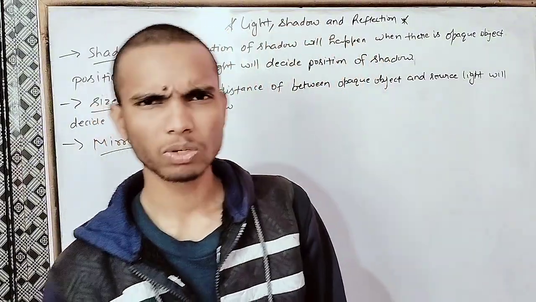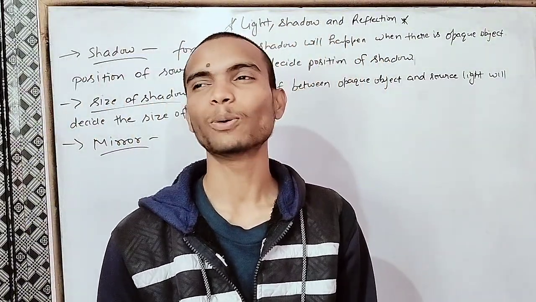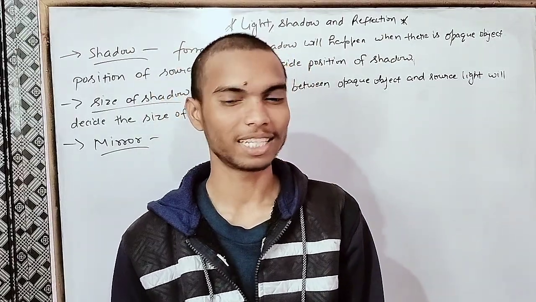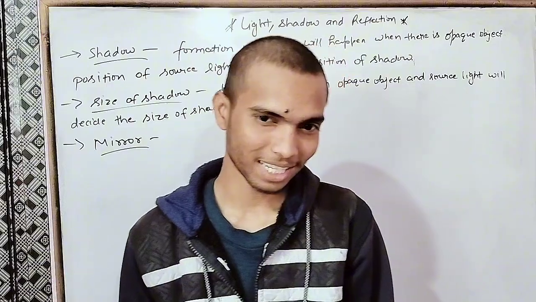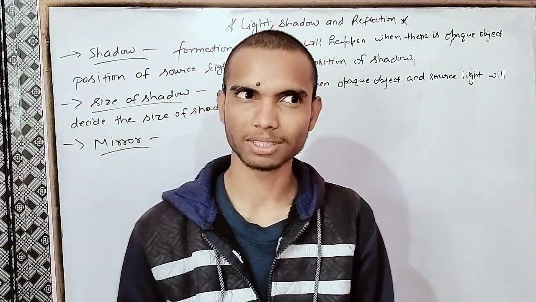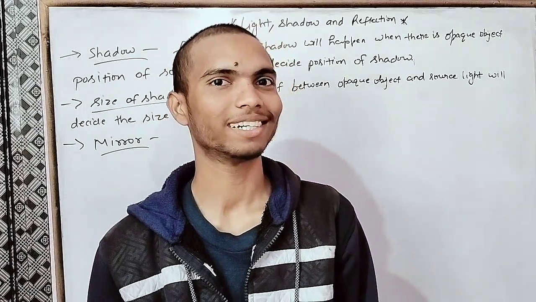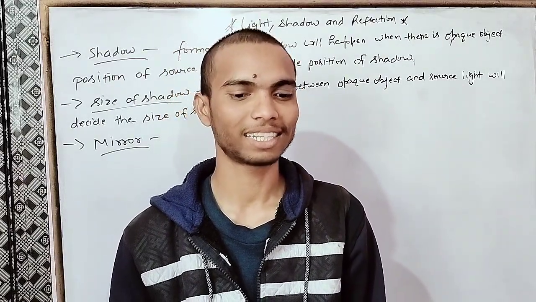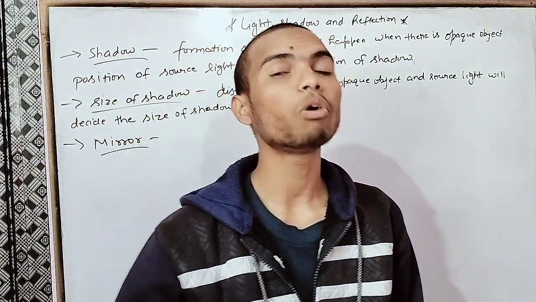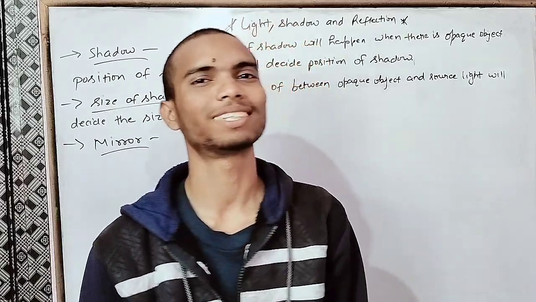Now there are properties of a mirror. Is a mirror a transparent object? Is a mirror a translucent object? Then is a mirror an opaque object? Can you tell me what type of object a mirror is?